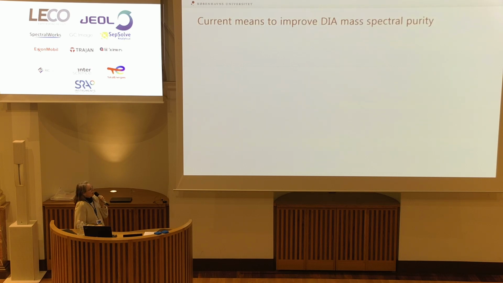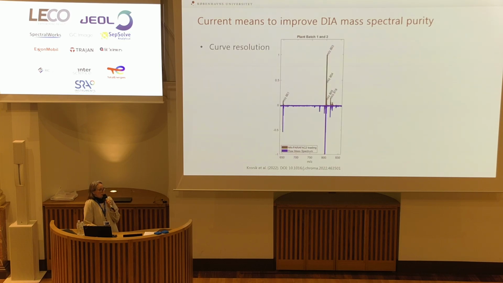Yeah, and I briefly mentioned this, that DIA mass spectra, they generally look like crap. So you can do different kinds of things to fix that. You can do curve resolution or mathematical chromatography. And here's just one example, right, where we have the raw mass spectrum in blue, and then after curve resolution in black, so it looks nicer.